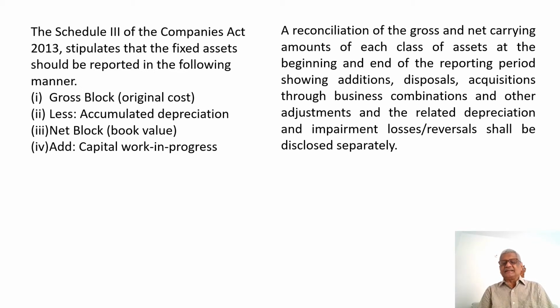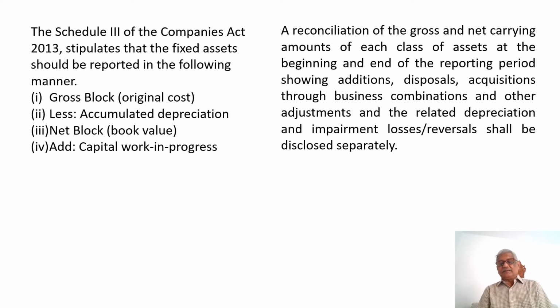The cost of acquisition at the time of purchasing that asset is the amount the company had paid, together with the cost of transportation, cost of installation, etc., which are spent to make that asset usable. Now the depreciation is deducted. What you get is the net block or book value, that is the depreciated value of that asset. And to that, we add what is called capital work in progress. We will come to that later.